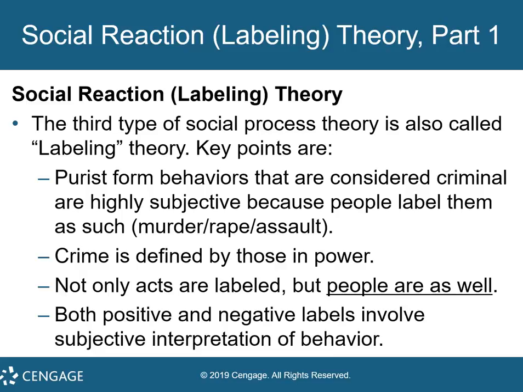Behaviors that are considered criminal are highly subjective because people label them as such. So things like murder, rape, and assault. So in its purest form, behaviors that are considered criminal are highly subjective because, again, people label them as such. Number two, crime is defined by those in power. The content and shape of criminal law are defined by the values of those who rule and are not an objective standard of moral conduct.